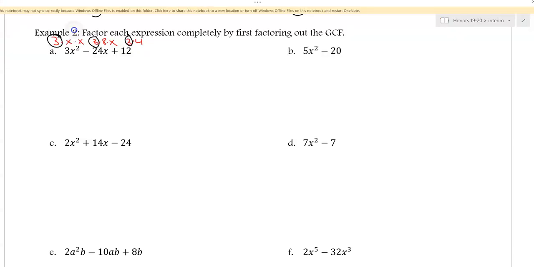So what we do is we divide each of our terms by 3, and we pull that 3 to the outside. 3x squared divided by 3. Well, you can think about what's left. x squared minus 8x plus 4.